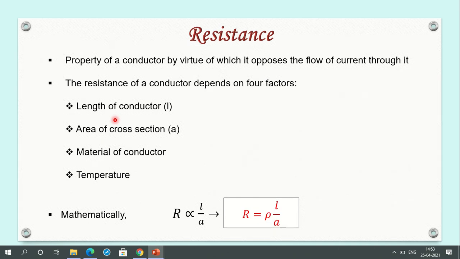So now the next parameter is the resistance. Resistance, as the name indicates, is the ability of a conductor to resist, or the ability of a conductor to oppose. To oppose what? To oppose the current flowing through it. So resistance is a property of a conductor by which it opposes the flow of current through it.